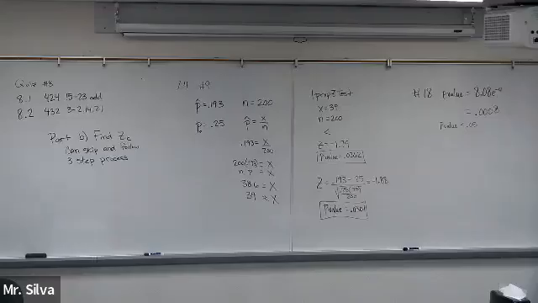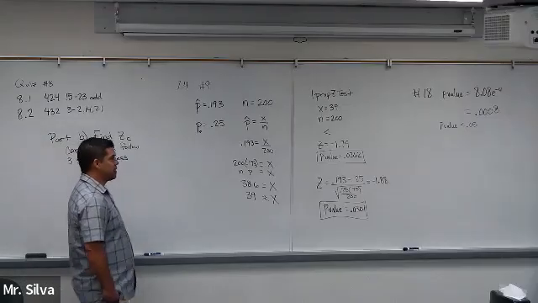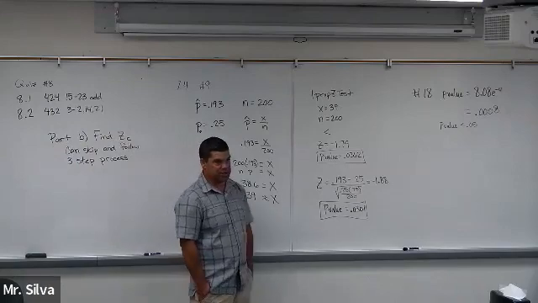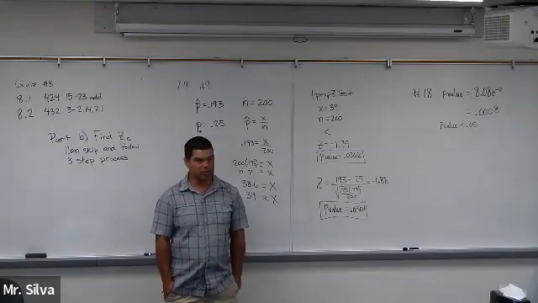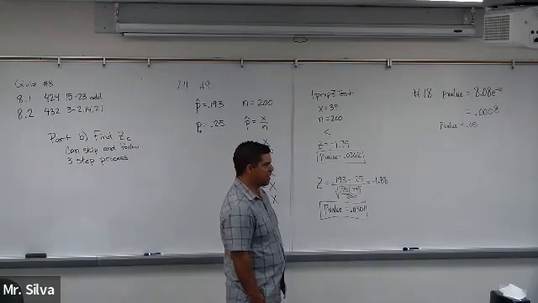H0. There is evidence. Whenever you reject, you say there is evidence. When you fail to reject, there's not enough evidence of HA.